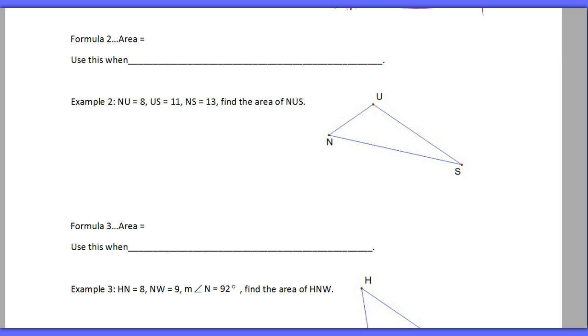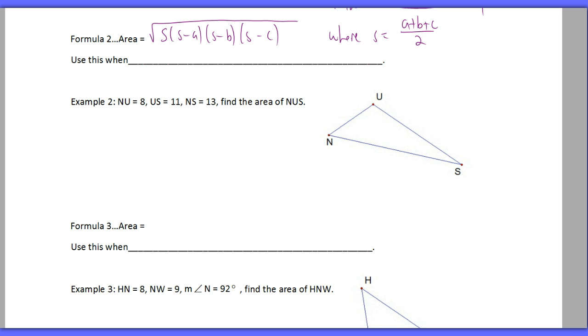Formula 2. Area equals... Now this one's a little bit more complicated, but there's a reason why we're going to use it. Big square root of S times (S minus A) times (S minus B) times (S minus C), where S is equal to (A plus B plus C) divided by 2.